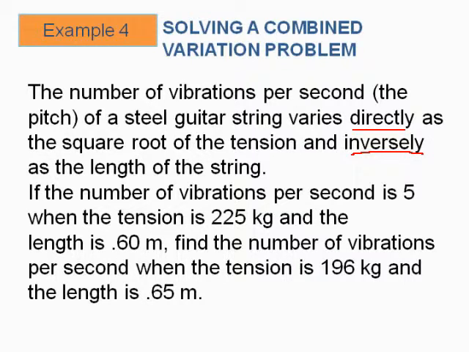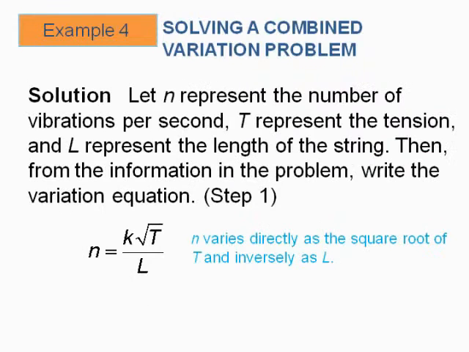All right, so let's see if we can set up the model on this one. So we're going to let N represent the number of vibrations per second, and you can pick other letters if you want. T represents the tension, so that kind of makes sense here. And we'll let L represent the length of the string. So from the information we just went over, we can say that N varies directly as the square root of T and inversely as L. So here is your model.